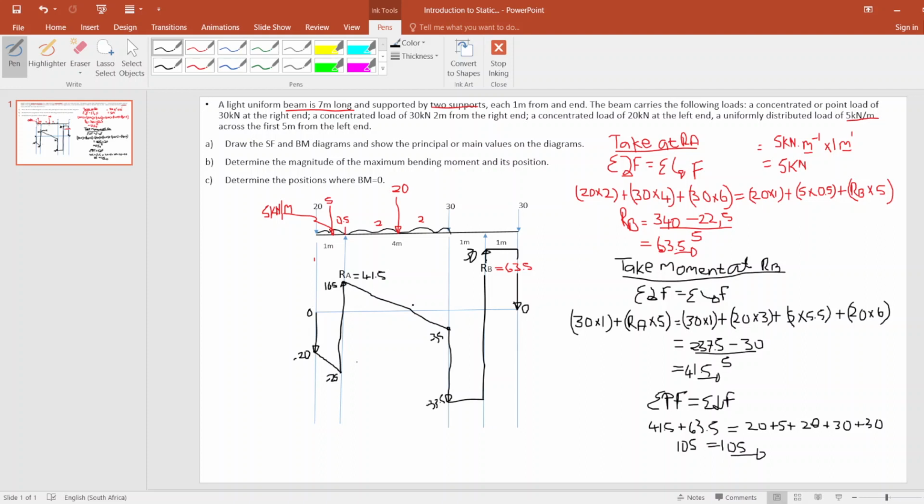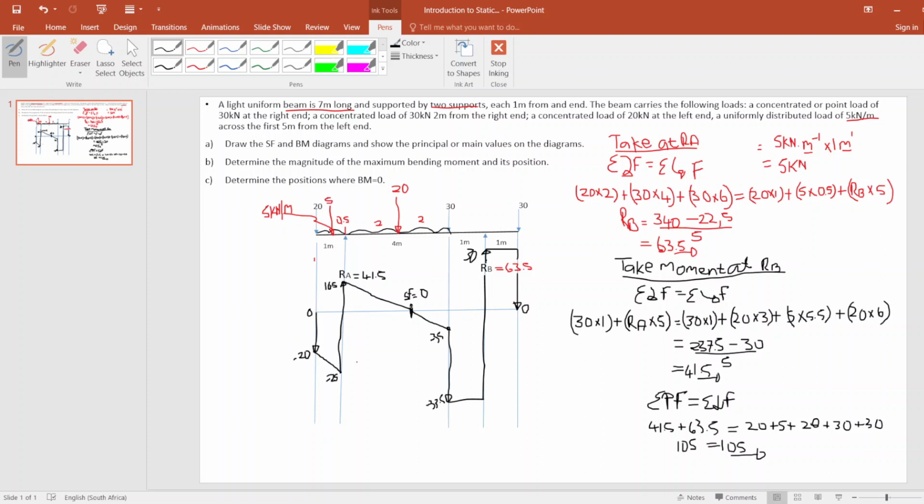Now another thing that we spoke about is that where shear force is 0, that is the indication of your maximum bending moment. Our maximum bending moment will be on that point, because on that point shear force is 0. This is where our maximum bending moment will be.